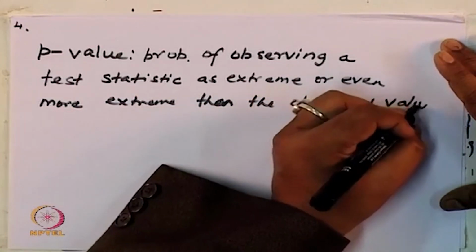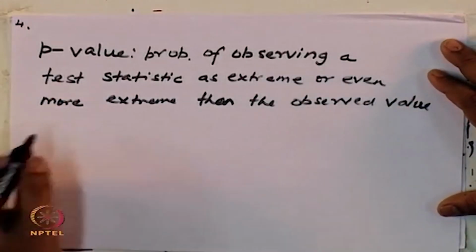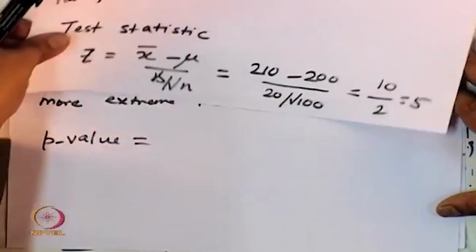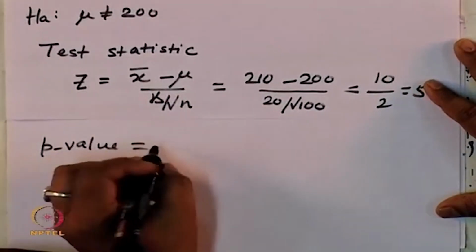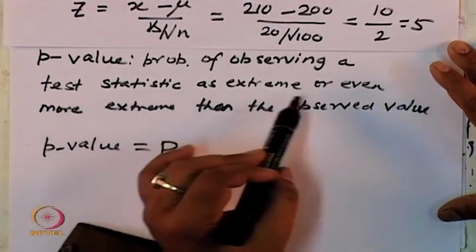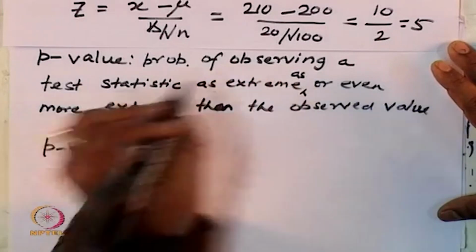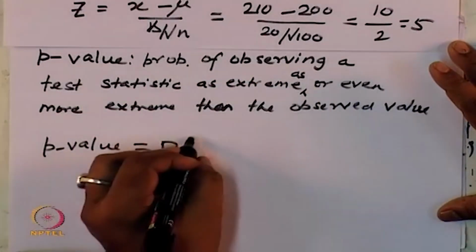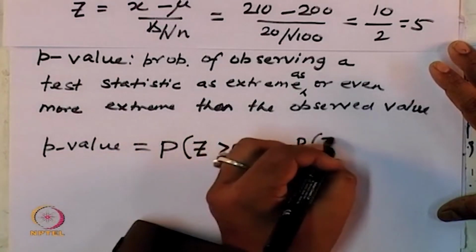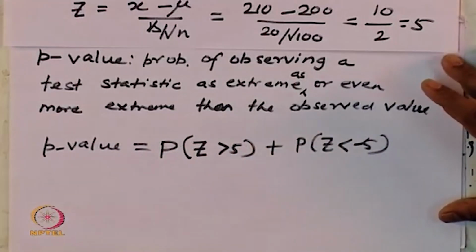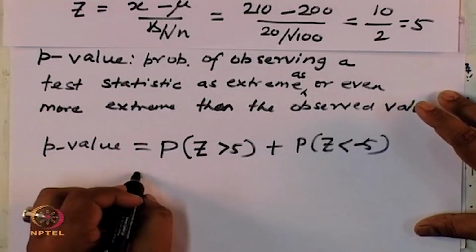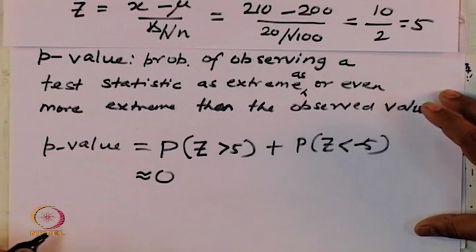So our p value is nothing but a probability. I can calculate the p value as per this definition. In the above case I had obtained z equal to 5. The p value is the probability of observing a test statistic as extreme as, or even more extreme than, the observed value. So p value is the probability of z greater than 5 or the probability of z less than minus 5. For 5 standard deviations away this value will be negligible, so for all practical purposes the p value is very close to 0.